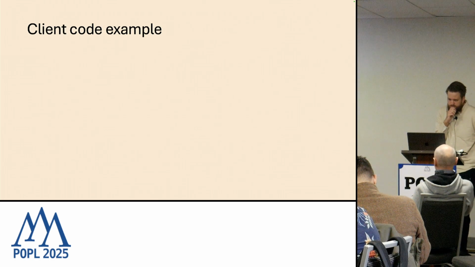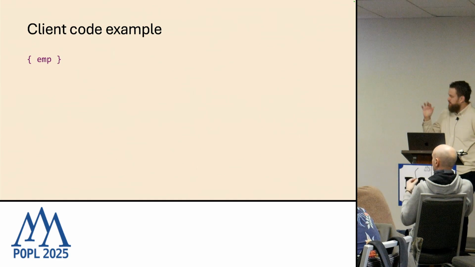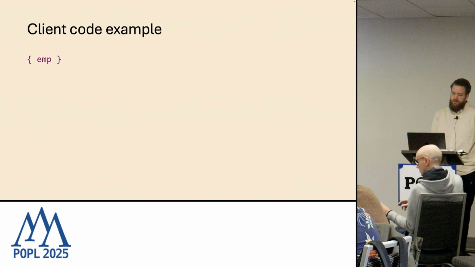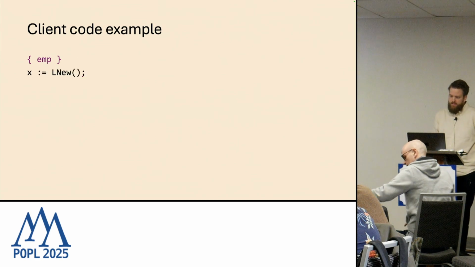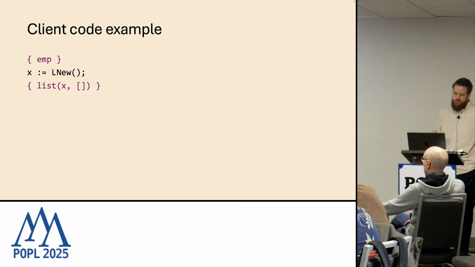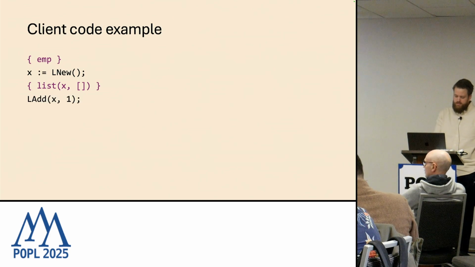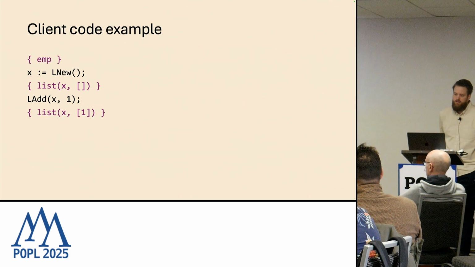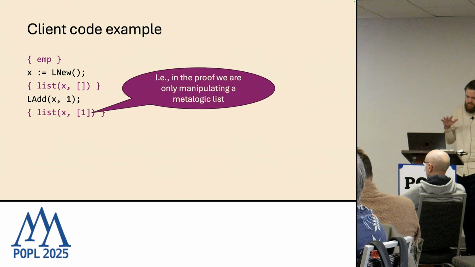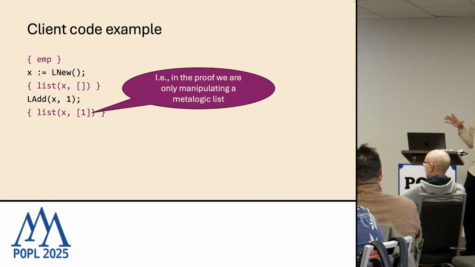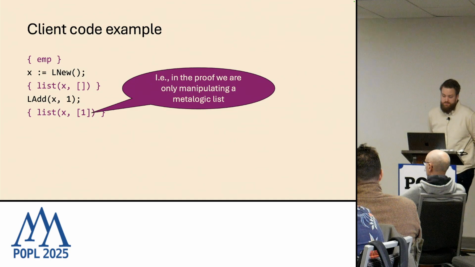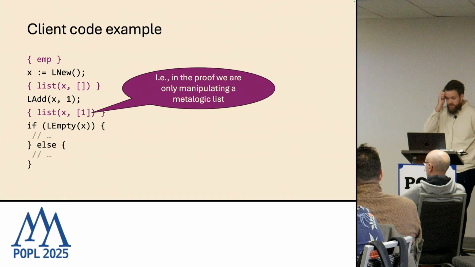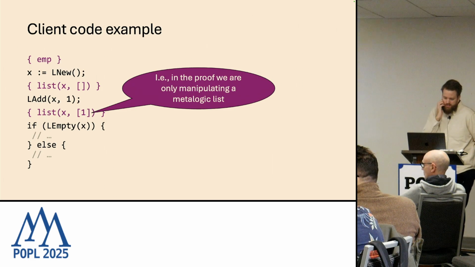And why is this useful? Well, because we can use these specs later. So when we reason about client code, it could look something like this. We start with an empty heap, and then we allocate the list, and then we get the empty metalogic list, and then we can add something, and we just update the metalogic list. So the point here being that we don't need to care about what is happening in the heap, we only manipulate our nice metalogic list. So for example, if we would have some code like this afterwards, we would know which branch we would look into without having to look into the heap. We only need to care about the metalogic level.